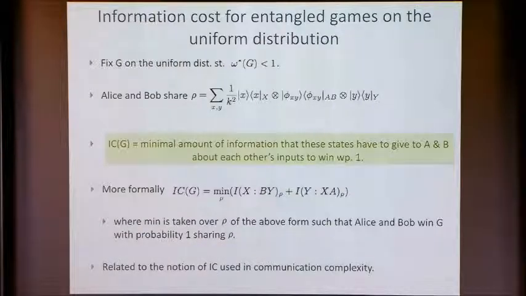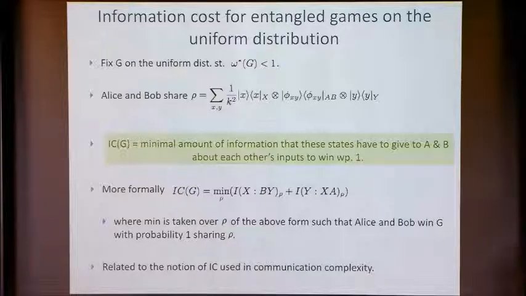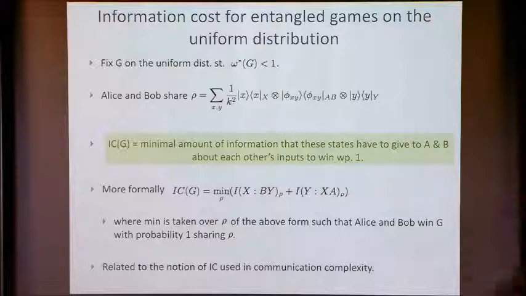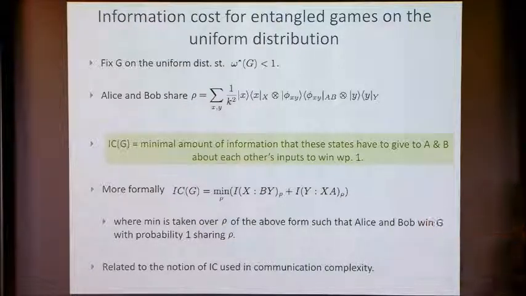And now I'm going to define the information cost for entangled games, on the uniform distribution. We're interested in this quantity IC of G, which is the minimal amount of information that these states have to give to Alice and Bob about each other's input to win the game with probability 1. More formally, we consider the states that Alice and Bob share, and we're interested in the minimum amount of information that Alice and Bob have about each other's input when sharing this state rho. Right?